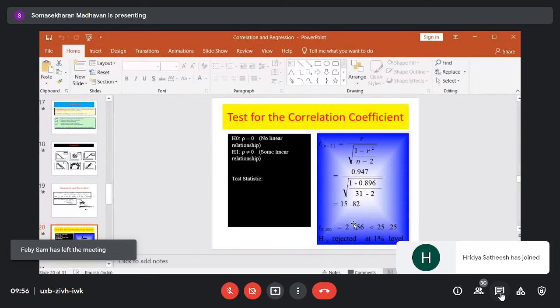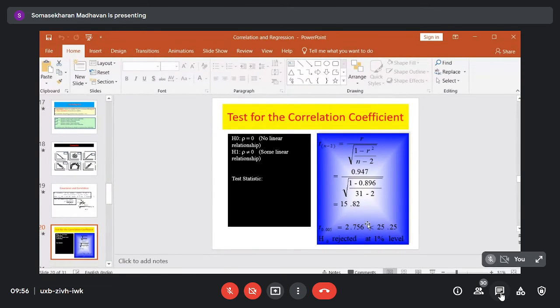The table value is 2.756, which is less than the calculated value. So we reject the null hypothesis at the 1% or 5% level, because the calculated value is much higher than the table value. So this is the inferential procedure in regression and correlation.